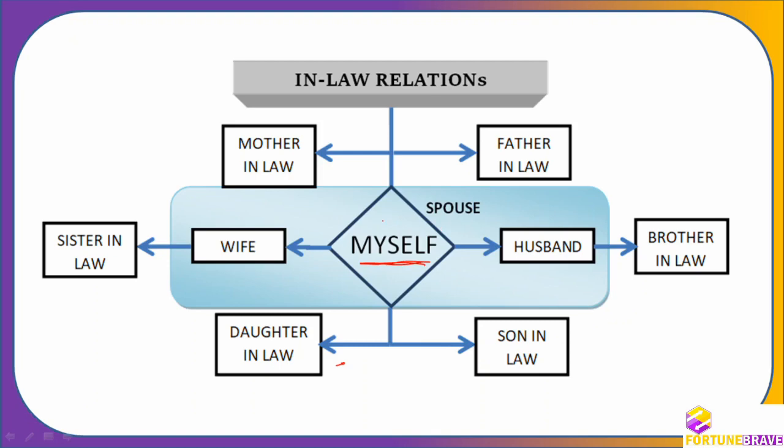So if I am a male, I will marry and then I will have a wife. Okay, if you are a girl, then you will marry and you will get a husband. Okay, these are the same generation. So our generation, my wife, or it can be my husband, which is also called spouse. Spouse means it can be wife or husband, both. It depends on the person who is speaking.